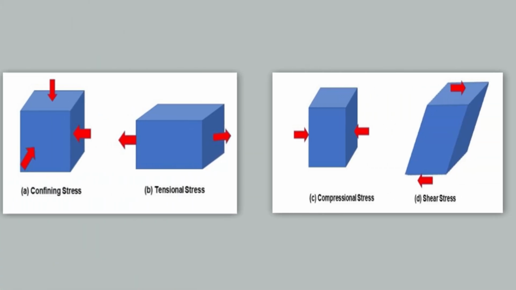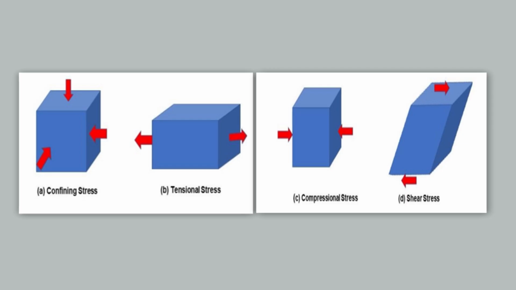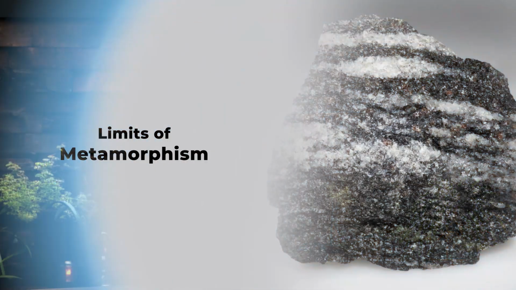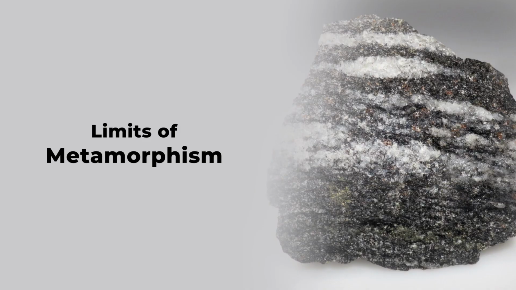Now see this diagram. You can see one is the normal stress, which is the same in all directions, and the other is the shear stress, which is directional, and in one direction it is stressed more, and that results in the shear stress, which changes the stability of the minerals. Now, there are certain things which you should understand, which are called limits of metamorphism.